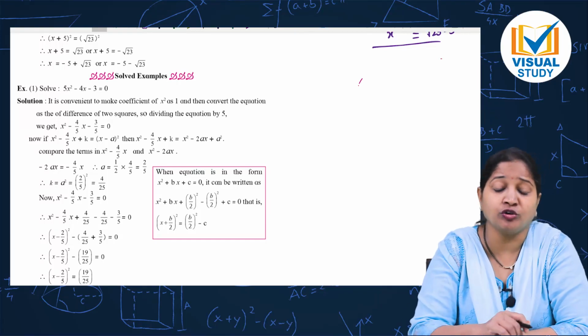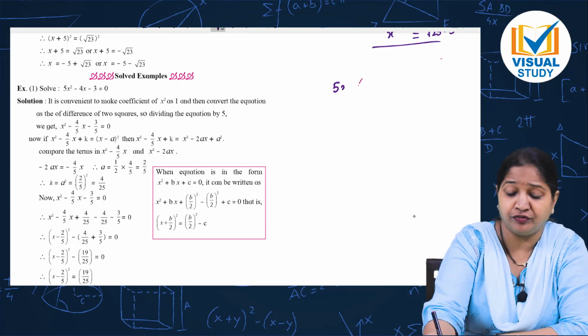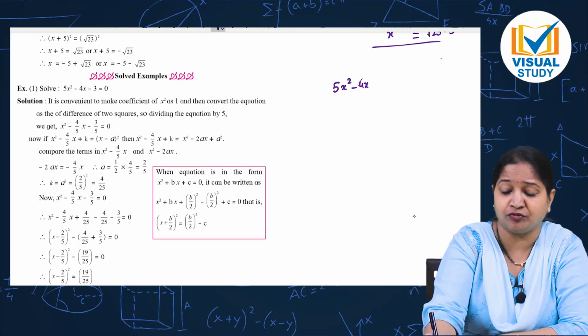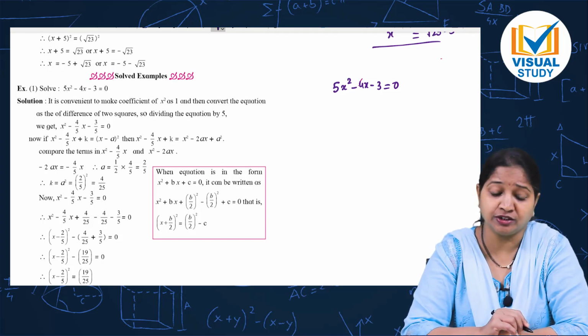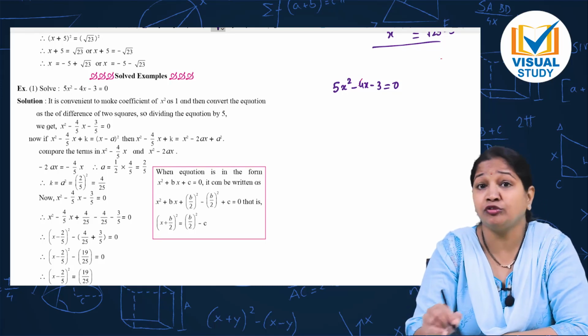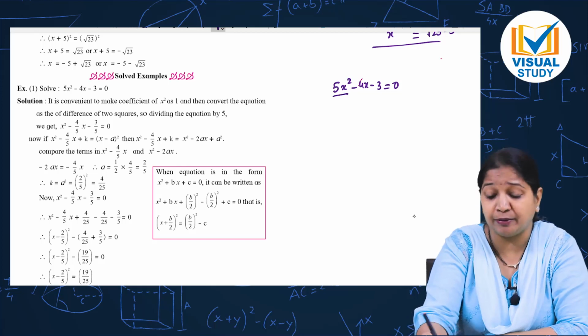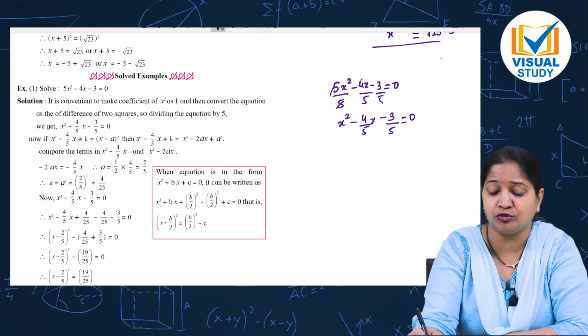But suppose the coefficient of x square is not equal to 1. It is 5x square minus 4x minus 3 equal to 0. The coefficient is not equal to 1. Now how are you going to do this sum? First of all, you make the coefficient of x square 1. How are you going to make this? By dividing it by 5. You get x square minus 4 upon 5x minus 3 upon 5 equal to 0.